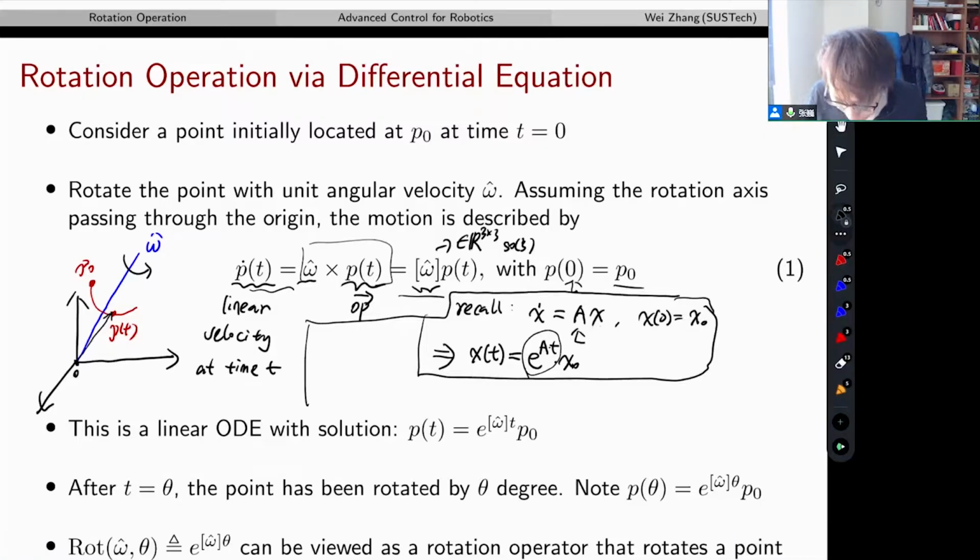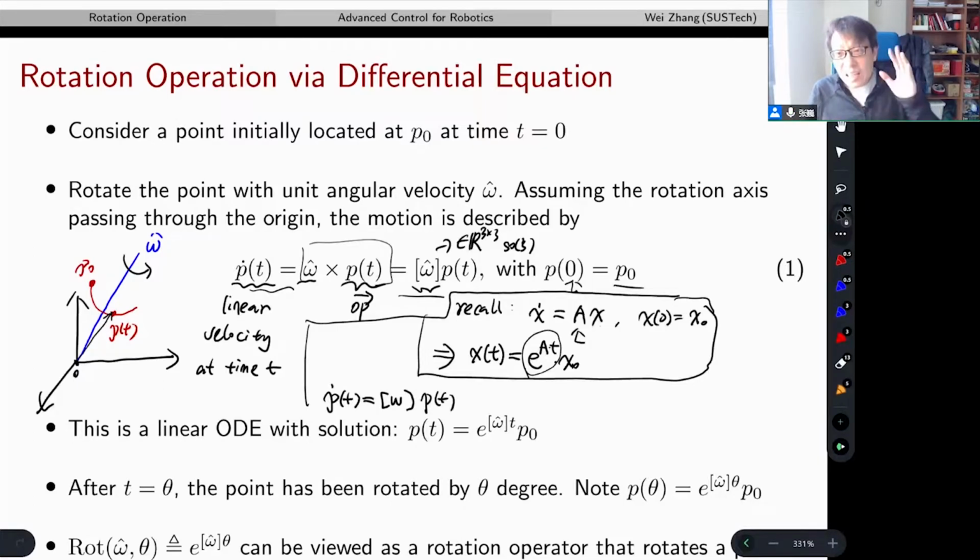Now, what we have here is p dot of t equals the skew symmetric matrix omega times p of t. At any given time, the position of the point satisfies this differential equation. Do you agree or not? Liu Xin, it's okay? Right? Anyway, you don't have the answer anyway, so that's fine.